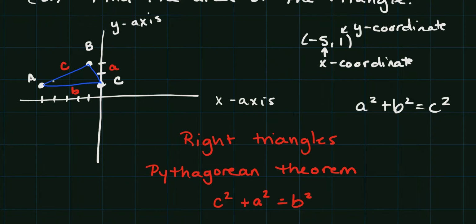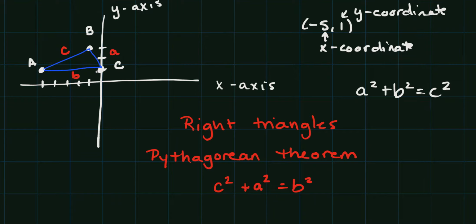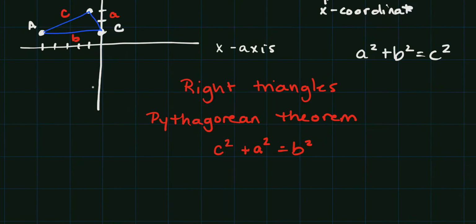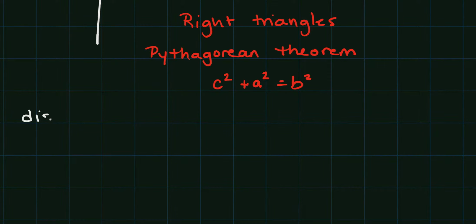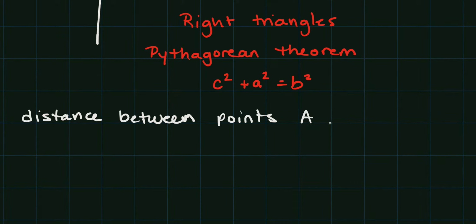So let's find the distance between A and B, the distance between B and C, and the distance between A and C. And let's take the two shorter ones, square them, add them together, and see if we get the square of the longer side. Okay, so let's start with the distance between A and B. So what's the distance between points A and B?